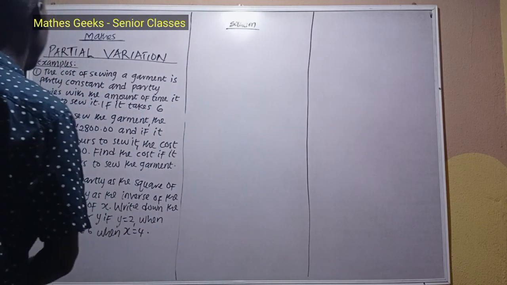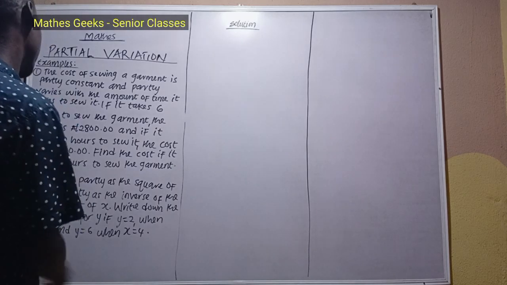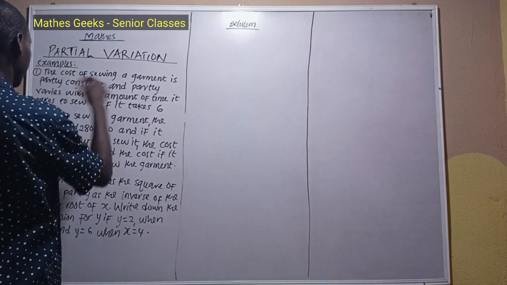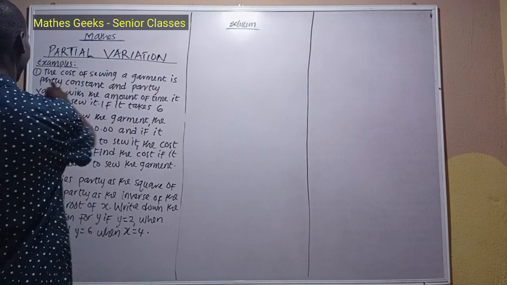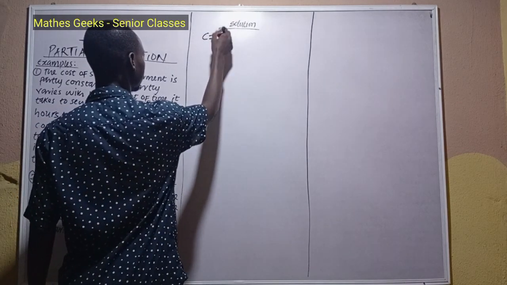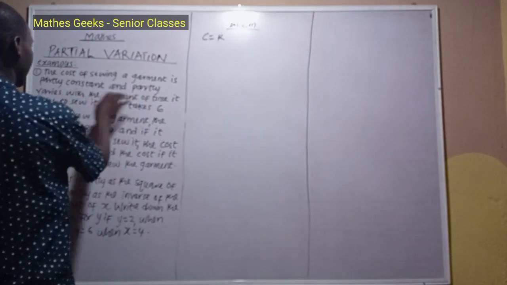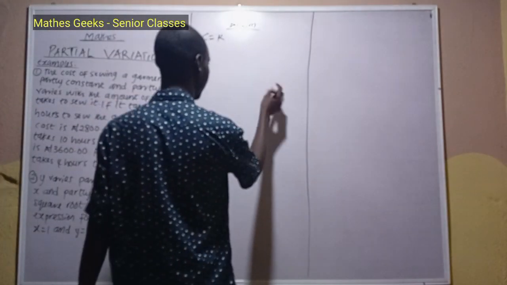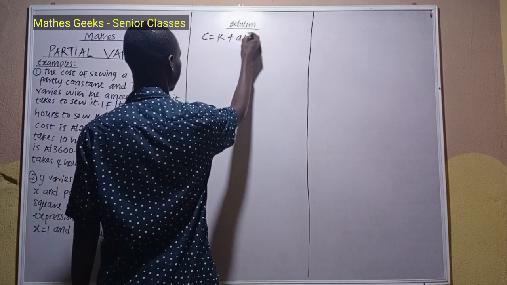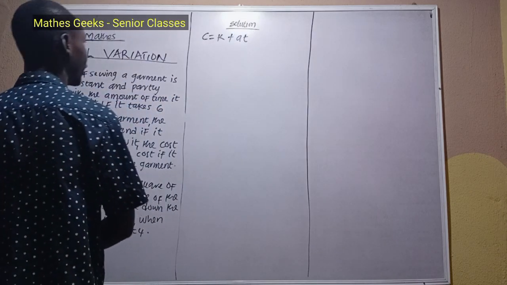The cost of sewing a garment is partly constant and partly varies with the amount of time it takes to sew it. Let's take note of the way the question was put to us. The cost of sewing a garment is partly constant, so cost is equal to k, our first constant, and partly varies with the amount of time, which means it's going to have another constant, let's call it a, times t. This part is a direct variation, where the cost varies directly as the amount of time.